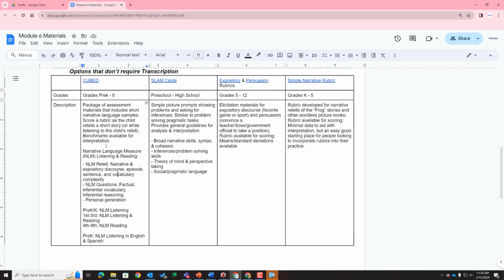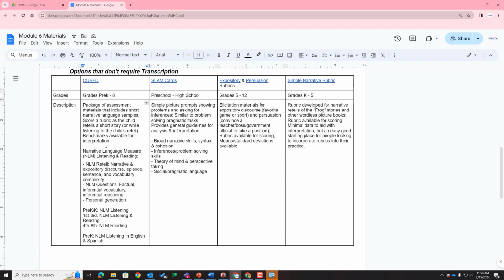So I would say, if you're working preschool, early elementary, really interested in starting to do more narrative language samples, CUBED would be great. If you're getting into mid-elementary, that could still be some good opportunities to apply CUBED, especially if you're also looking at narrative skills and possibly reading.